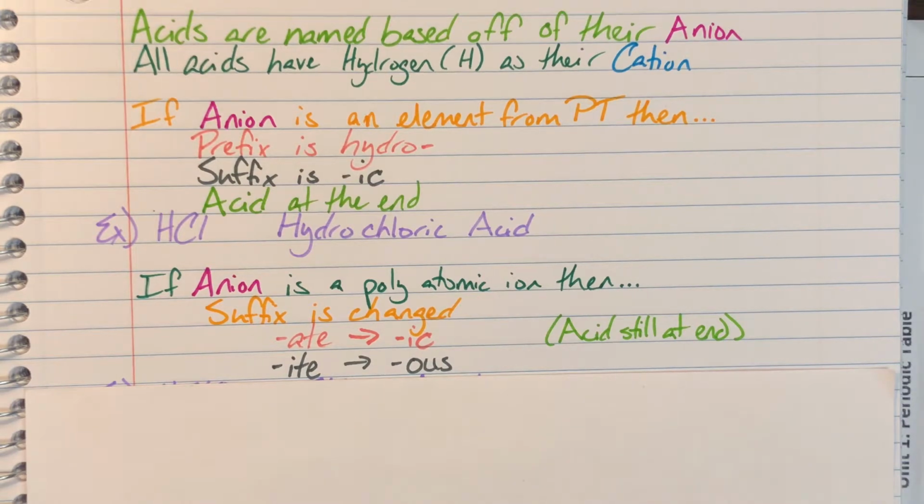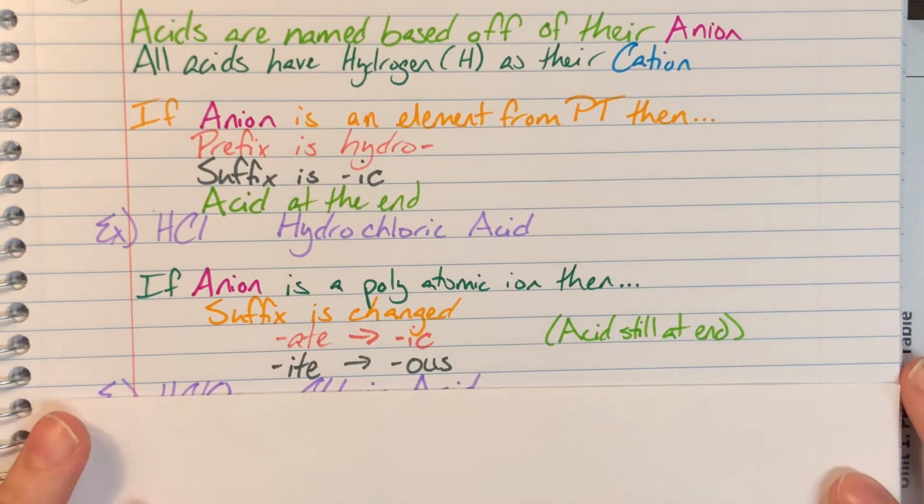So if my polyatomic ion ends in ate in its normal state, I'm going to change it to ic. If it ends in ite, it will change to ous. How I like to remember this is I ate something and I went ic. Okay? If you can remember that, then you can remember that the other one is going to be ous.